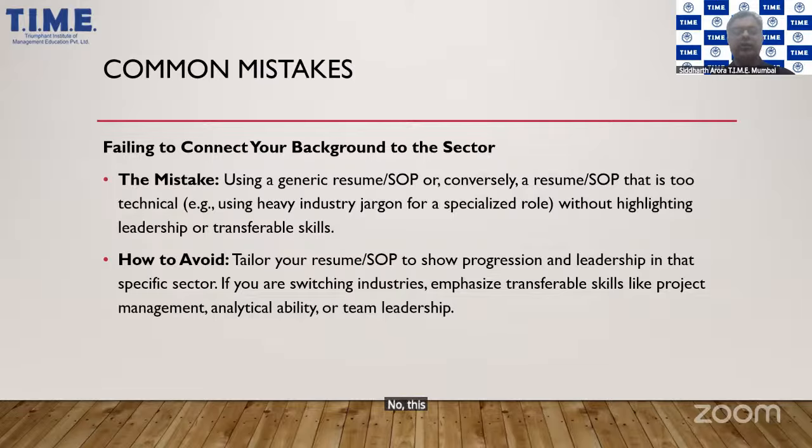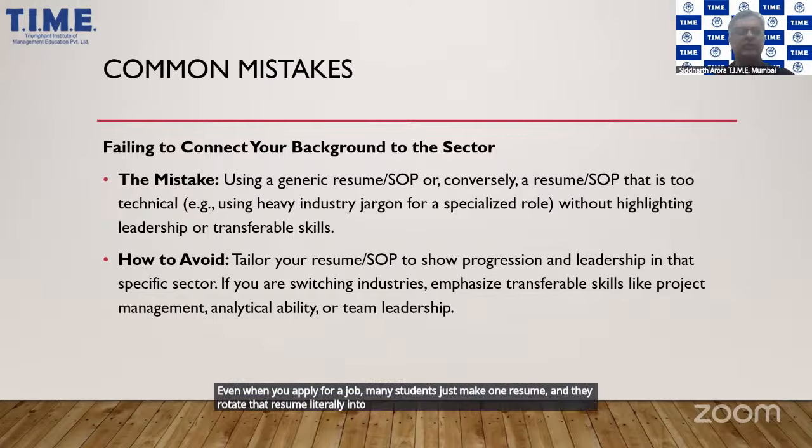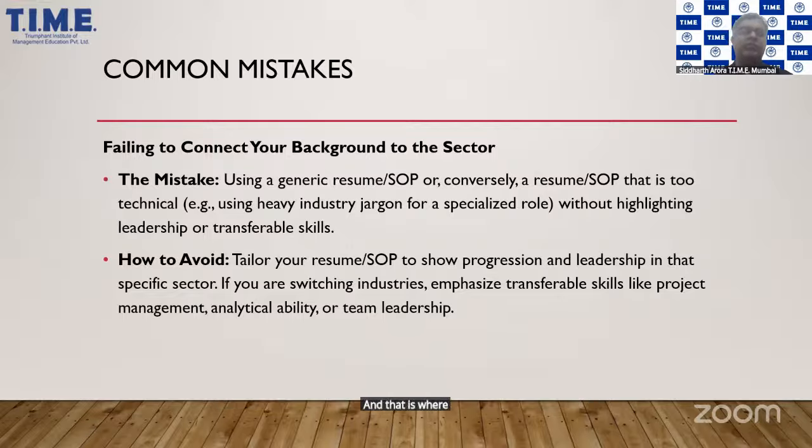Now, this is very important: whichever college asks for an SOP or form filling, many students write generic answers. This is a very common mistake. Even when you apply for a job, many students just make one resume and rotate that resume into hundreds of sectors. And that is where your applications get rejected.